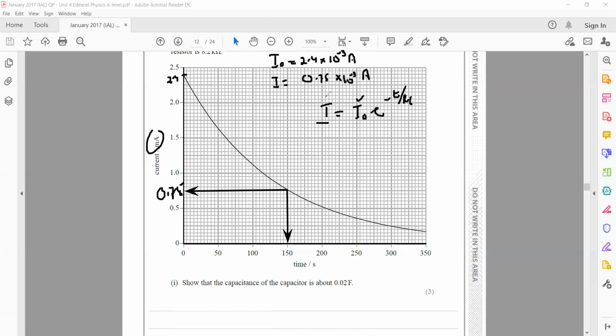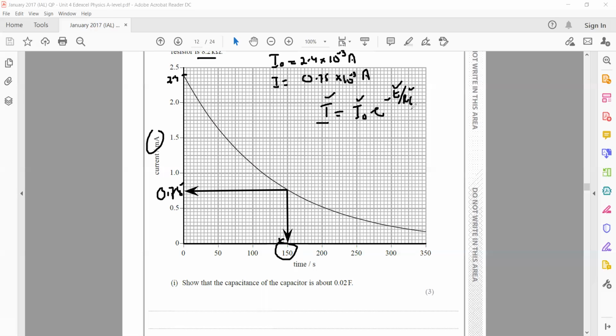So we have I naught, we have I. What is R? R is given in the question. It is given 8.2 kilo ohm or 8,200. What is T? T is a time, like after a certain time, what is the current? That's the time T, which we work out. Time is in seconds, so we'll substitute 150.